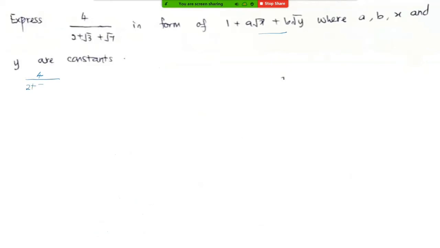So we have 3 terms over here, so we need to make sure it is in 2 terms. Let's group these 2 terms into 1 so that we can create our conjugate pair to be 2 plus root 3 minus root 7. So we do likewise for both numerator and denominator. And next, we just multiply.